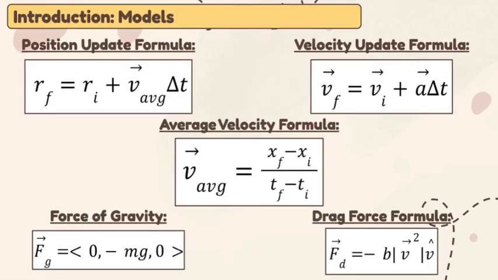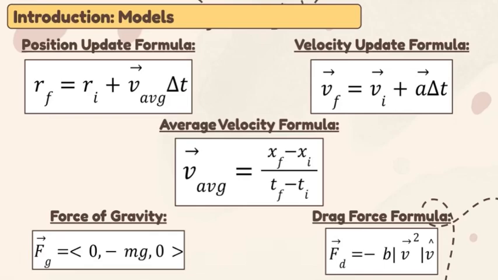The position update formula updates the position of an object, where rf equals final position, ri equals initial position, v average equals average velocity, and delta t equals change in time. The velocity update formula updates the velocity of an object, where vf equals final velocity, vi equals initial velocity, a equals acceleration, and delta t equals change in time.